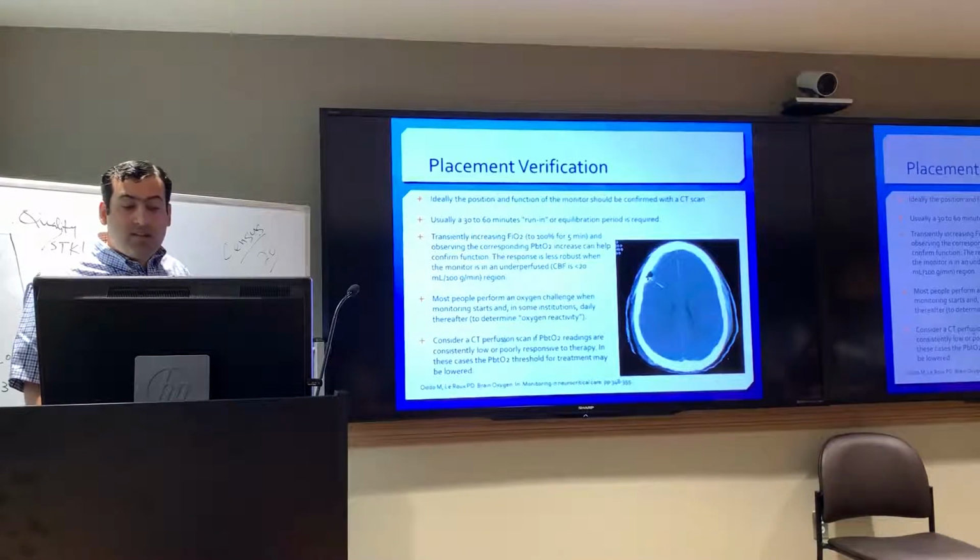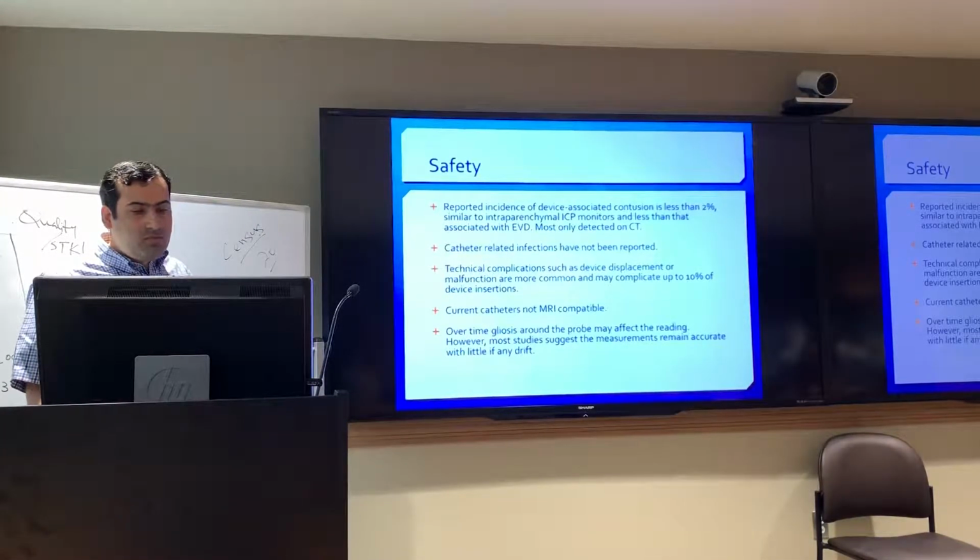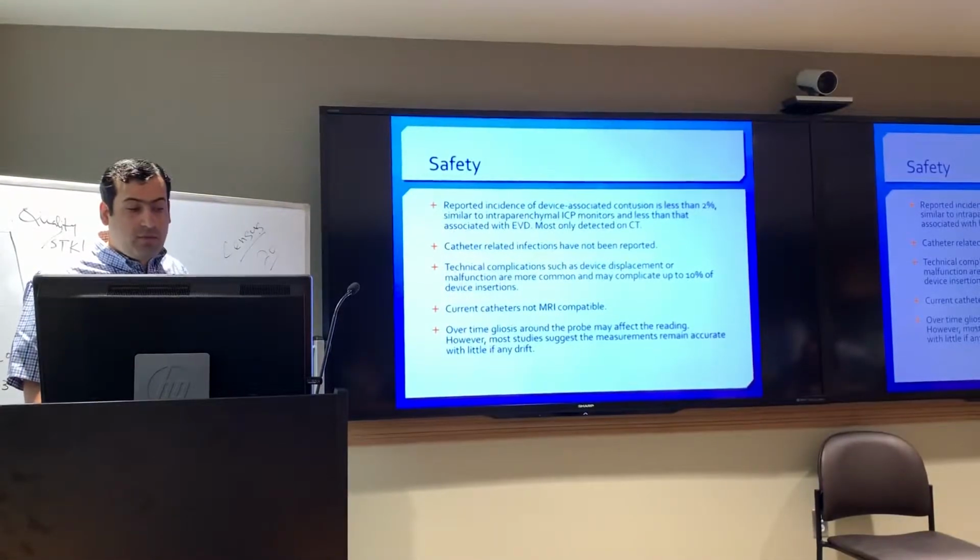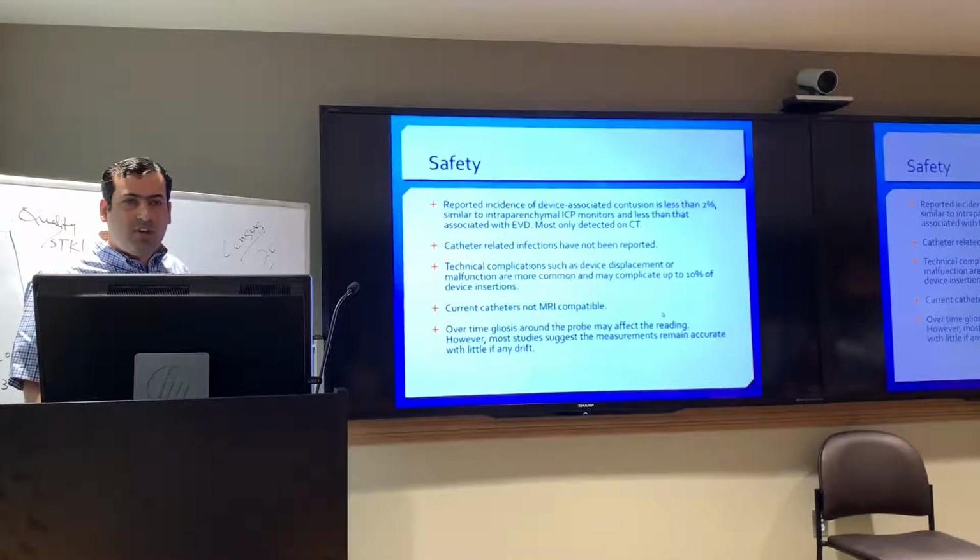Doing a CT scan is not a standard, but especially if it's not responding, maybe it's a good way to check if it's positioned well or not associated with any complications. About the safety of it, it carries more or less the same rate of complications as a bolt. It's a small device, the risk of infection is very low, and it keeps working for a good amount of time, about 2 weeks or so. So complications are not really a big issue here. Of course, someone anticoagulated is high risk, but not as much as with an EVD.